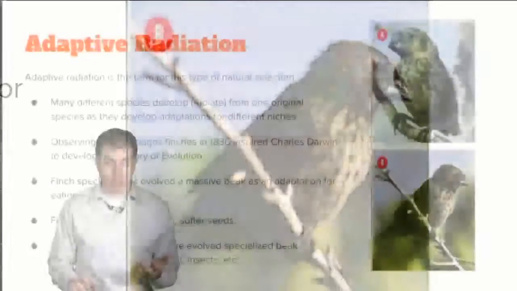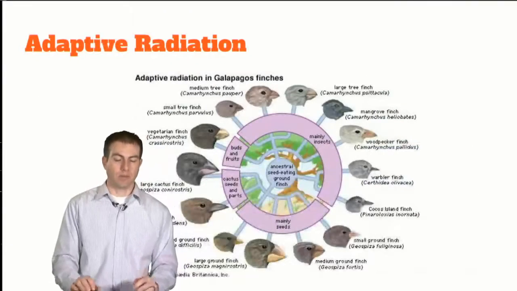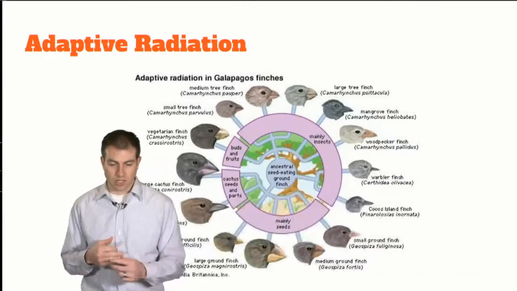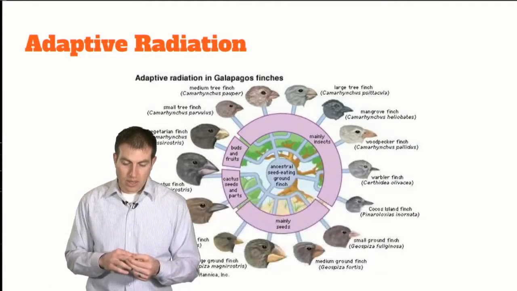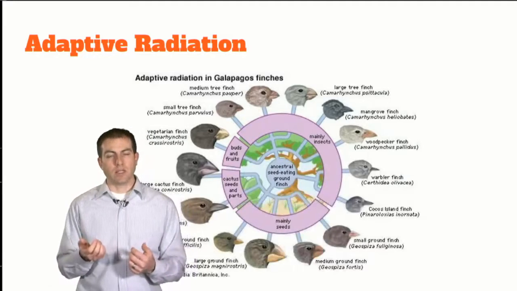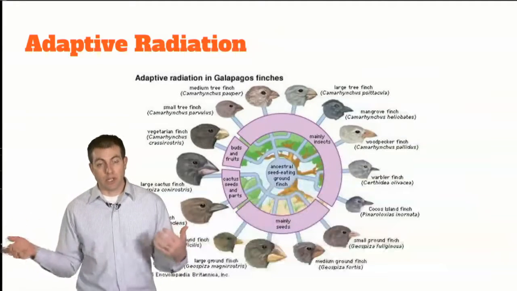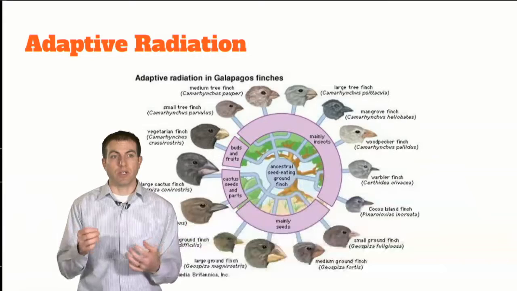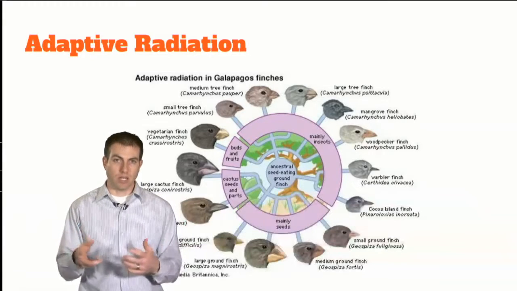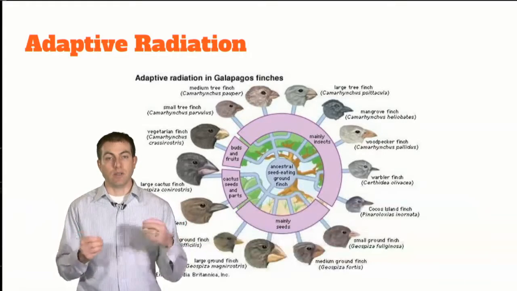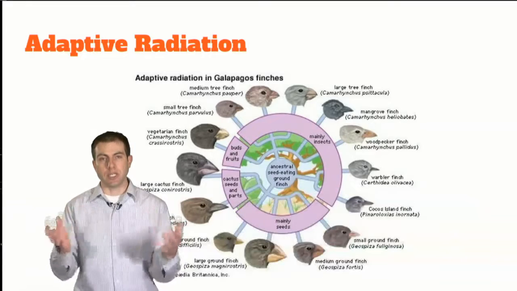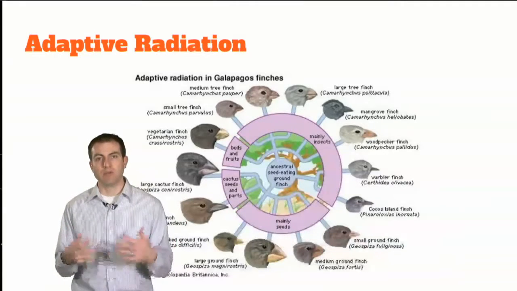There are many, many different types of finches. Let's look at a chart here. These are all the finches on the Galapagos Islands. They basically all have a common ancestor, and over many generations, they've developed different beak shapes and different colors and things like that to live within a different niche in their environment. And this is called adaptive radiation.